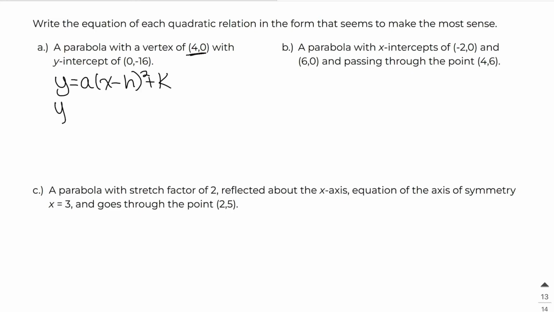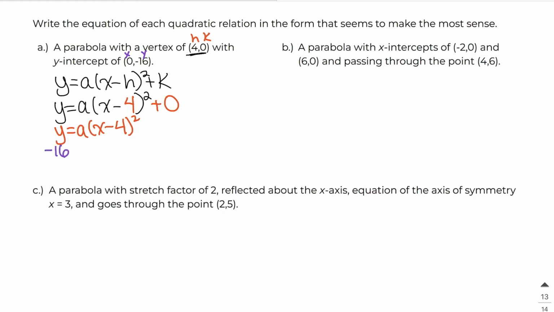So I can say y equals a times x minus, remember the h value is 4, the k value is 0. So then I can just say this right here. This plus 0 here, though, isn't really necessary. So I can just say y equals a times x minus 4 squared. But I still don't know what a is. So I have to plug in another piece of information to solve for what a is. Since I'm told that there's a point 0, negative 16, we know an x value and a y value that we can plug in.